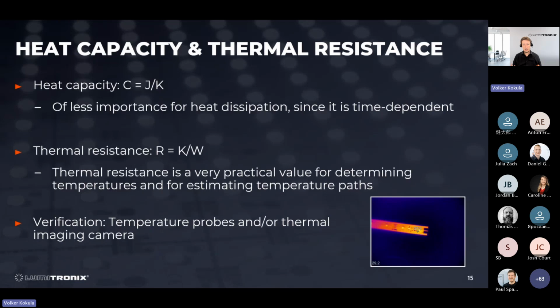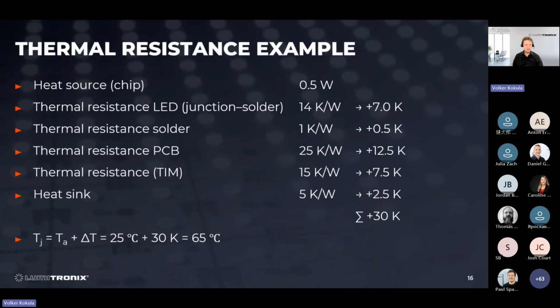Now that we have looked at the basics of heat transfer, let's look at an example. In this example, we have a heat source, which is the chip inside an LED, which is generating 0.5 watts of heat. From the chip itself, the heat first has to be conducted through the LED to the solder interface. In this example, the thermal resistance is 14 kelvins per watt, and since we have 0.5 watt of input power, the temperature increase will be 7 Kelvin.